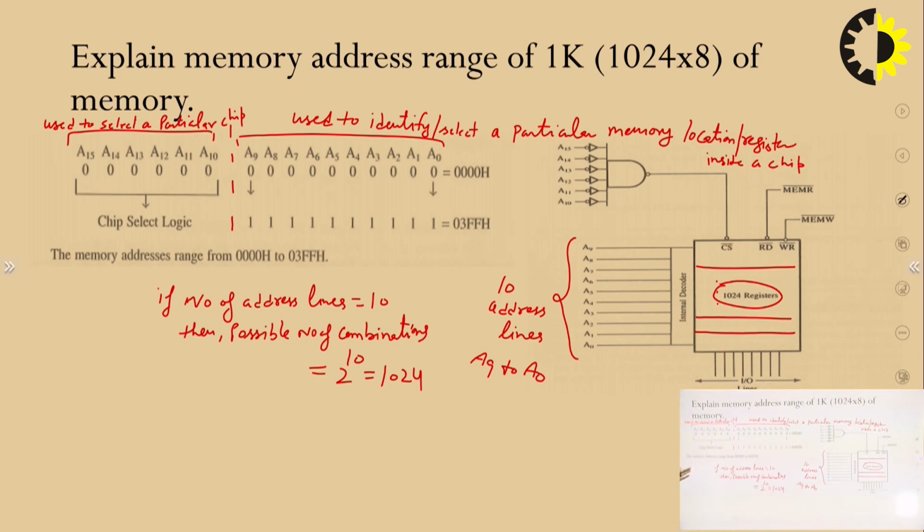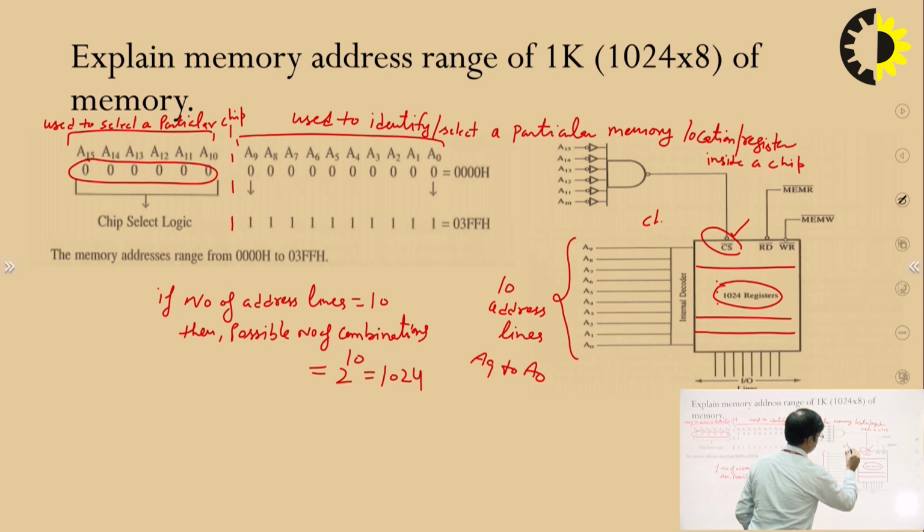Now, because the 8085 microprocessor has 16 address lines, what to do with the other address lines? The remaining address lines are used to select a particular chip. For example, in this case, we have taken that the value of all these address lines will be 0. That is, when the value of all these address lines is 0, then this particular memory chip will be selected. This is the chip select input. So, when all the address line values are 0, this particular memory chip should be enabled.